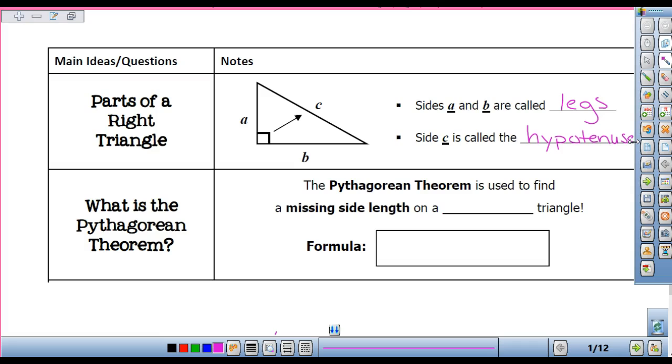Be careful when you are finding the hypotenuse because sometimes the triangle is going to be turned like that. When you're talking hypotenuse, it's always opposite that right angle, so it's going to be in a different position. Be careful with that. The Pythagorean theorem is used to find missing sides of what kind of triangle? A right triangle. It only works with a right triangle.